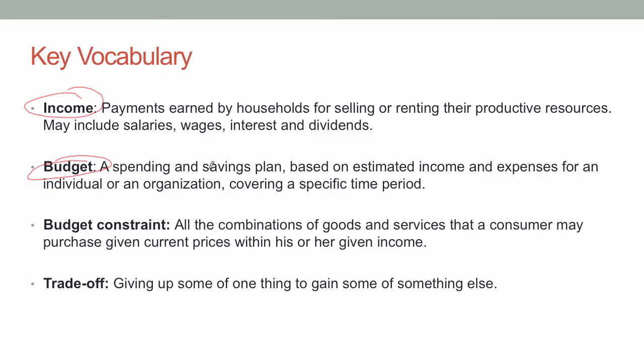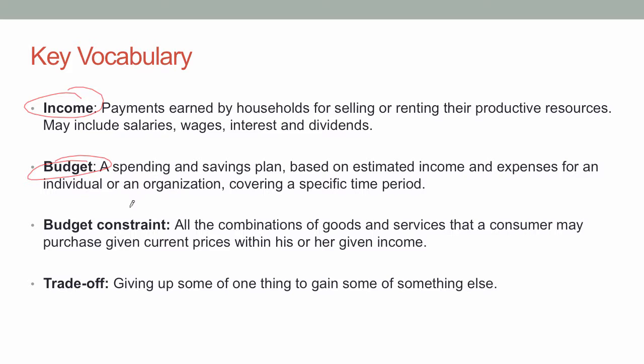A budget is a spending and savings plan. It's based on our estimated income, right? This is how much money I'm getting in, but we're using that to balance with the expenses. How much money do I need to pay for things? Do I have enough? Is my income and my expenses, are they matching up more or less, and trying to be smart with it?